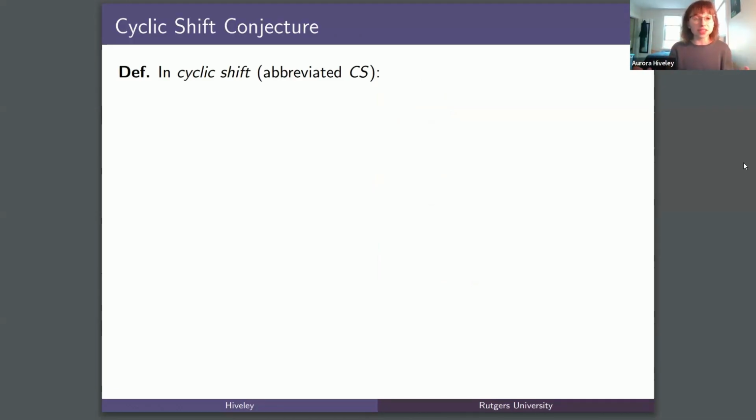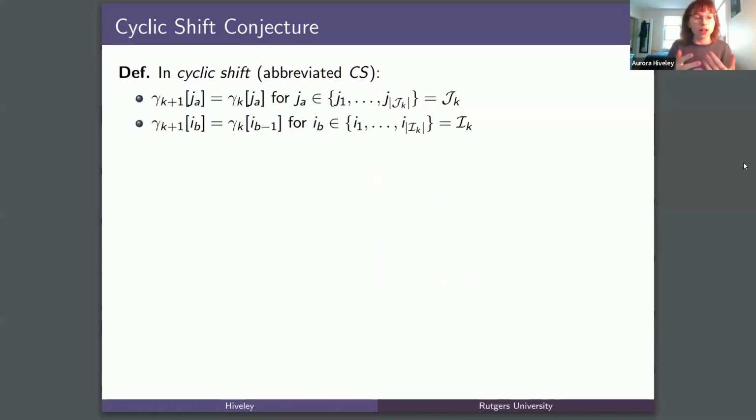They call it cyclic shift. We'll abbreviate it CS for the purpose of this talk. And cyclic shift is a strategy for this permutation Wordle game defined as follows. We're going to take all of our correct entries from guess K, so from gamma K, and keep them in the exact same spot for gamma K plus 1. For all of your incorrect entries, I'm going to move them to the next available incorrect index to the right, or increment the incorrect index. And this is a little bit weird. The notation is confusing, so I'll show you an example of what I mean.